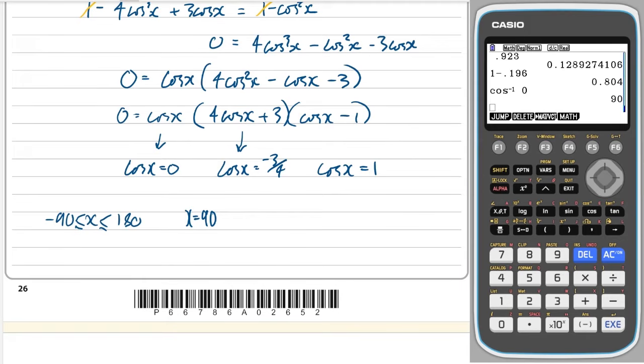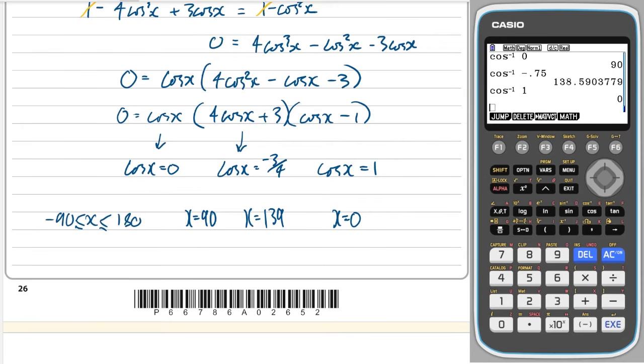And then our next one would be cos to the minus 1 of minus 3 over 4, which is 0.75, and we get x is equal to 139 to the nearest degree, and cos to the minus 1 of 1, that one is 0. So we get x equal to 0.